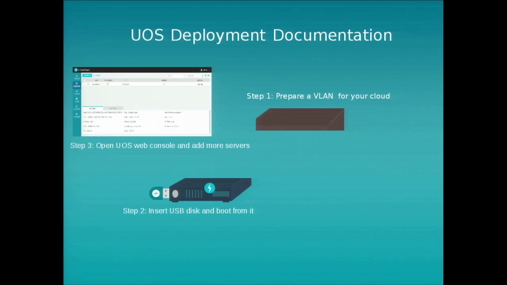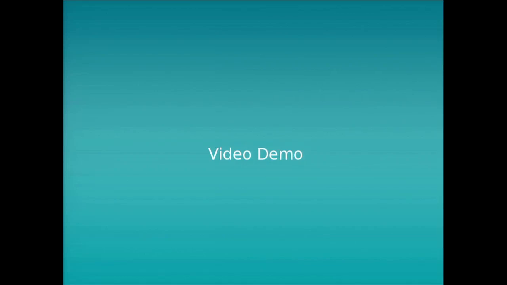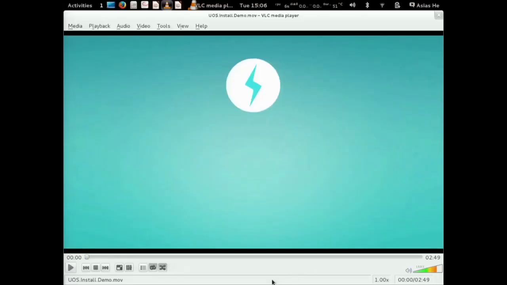If you want to add more servers, physical servers to your cloud, you can open the console and add a physical server. If you boot a physical server through the network, it will show up there, and you can press install to install the physical servers. All the installation and configurations will be done automatically. Here we have prepared a video demo for the installation process. Let's check it out.